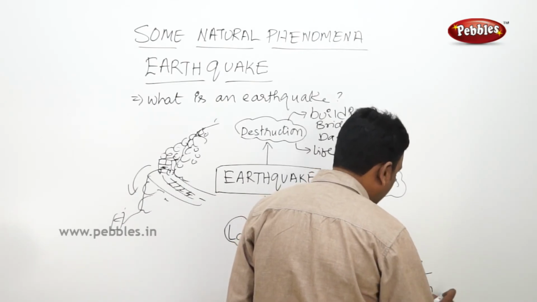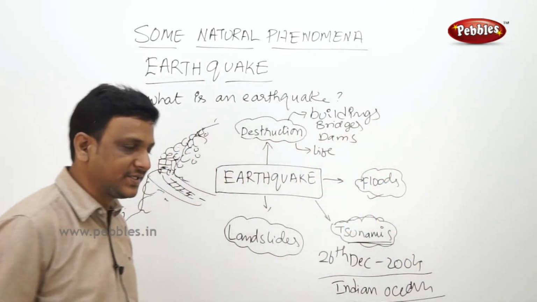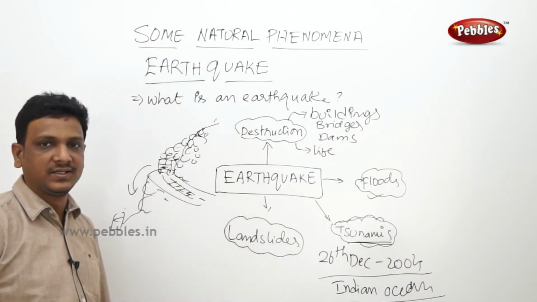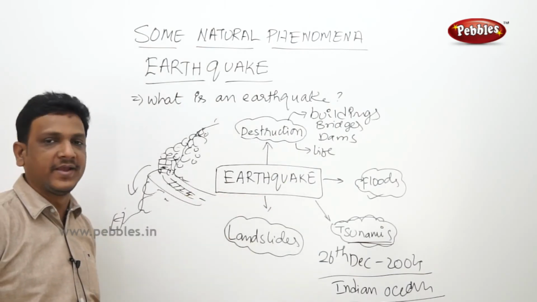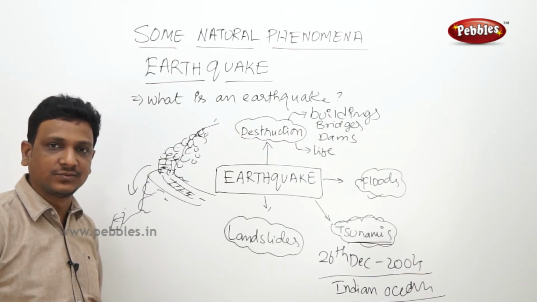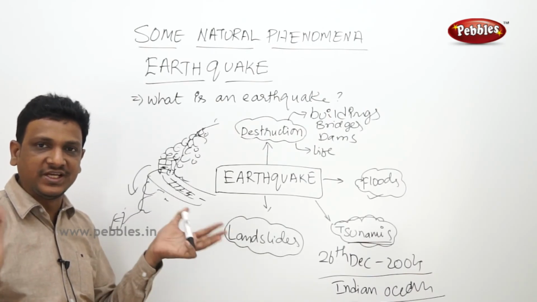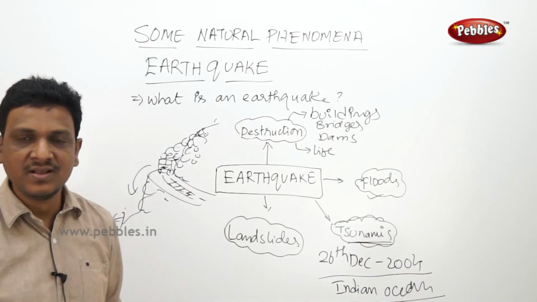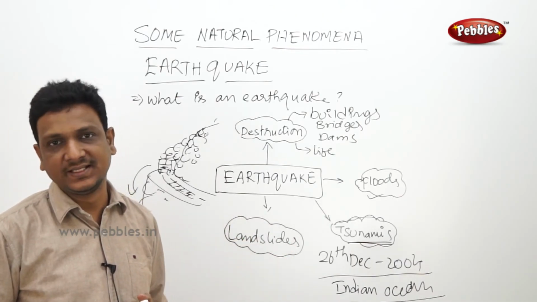So all the coastal areas connected to this Indian Ocean get destroyed by this tsunami effect. All this is caused because of the earthquakes. But how are these earthquakes caused? What is an earthquake? An earthquake is nothing but the shaking of the earth, the shaking of the land on which we are standing.